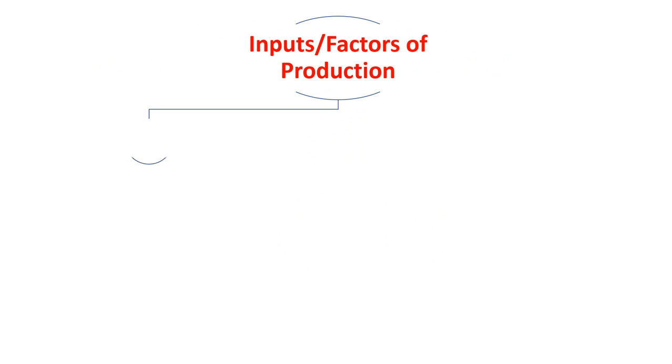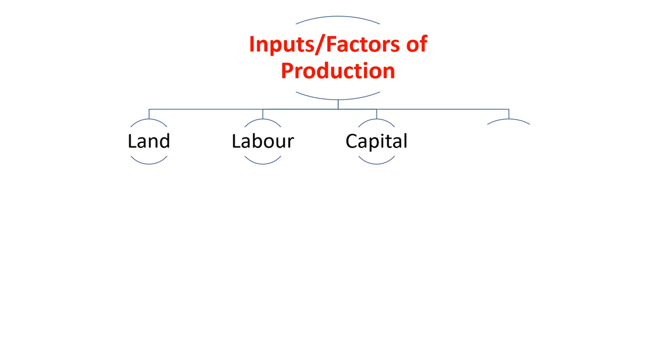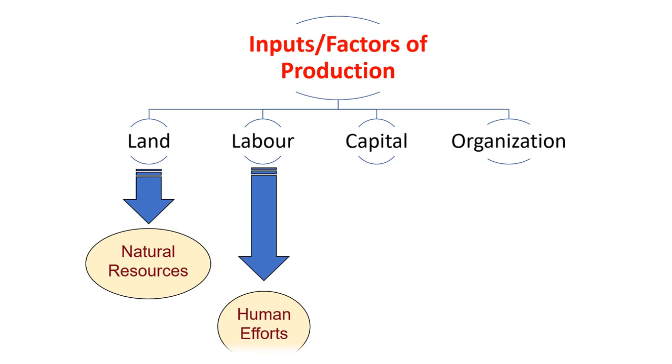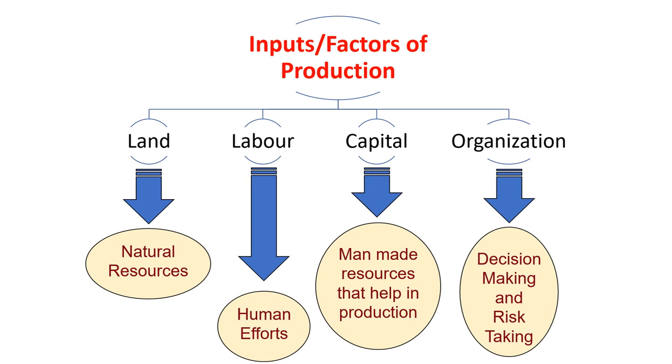First, land, which covers all the natural resources, all the gifts of nature that help us in producing a commodity. Second, labor, which covers both physical as well as mental efforts of human beings that help in producing a commodity. Third is capital, which are man-made resources, that is, the plants, machineries, and tools which help in production.